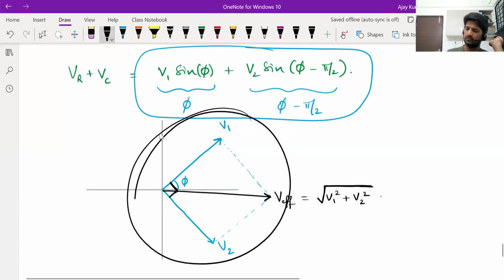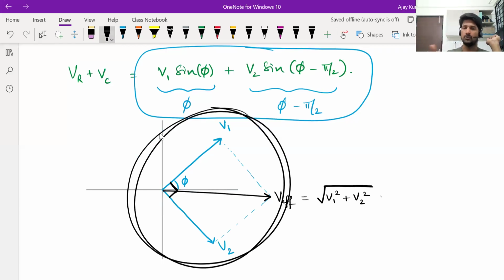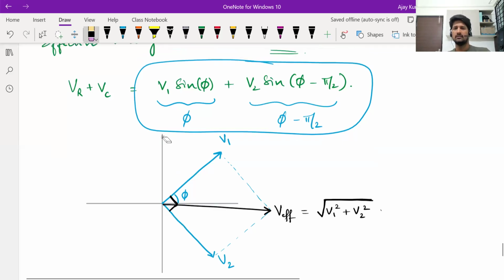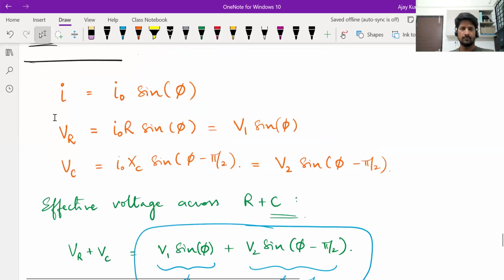Now, this idea is from mathematics. I don't want to explain how you get this, but this is how you add two sine functions. First sine function, whatever angle it has, at that angle you draw one vector. The other sine function, at whatever angle it has, you draw one vector. The sum of those two sine functions, the effective value, will be the resultant of these two vectors. We'll solve problems, you'll get used to it.